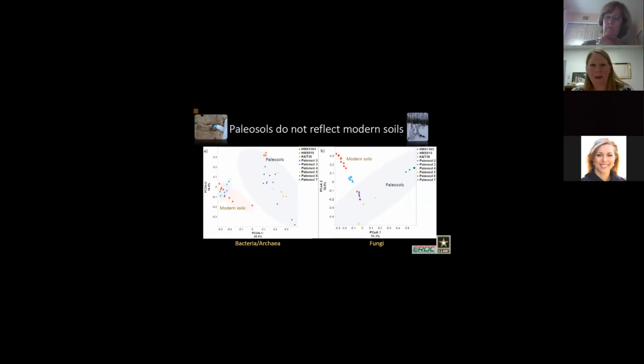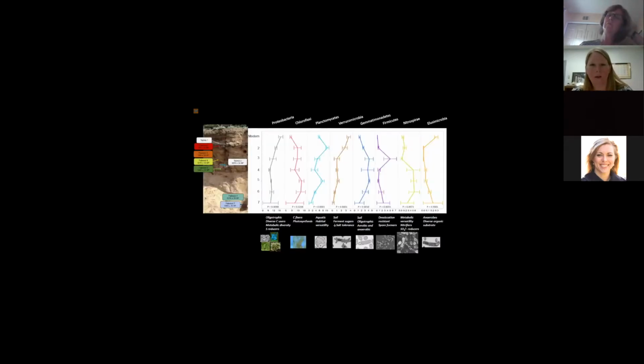So let's zoom in and try to look at the bacteria a little bit more and show their relative abundance. So these are the dominant bacterial phyla present in these samples. On the x-axis is their relative abundance. On the y-axis are these different soil samples from modern soils all the way down to 7,000 years before the present. So those are paleosols 2, 3, 4, 5, 6, and 7. I don't know what happened to 1, so you can save that question. It's an unknown to me as well.